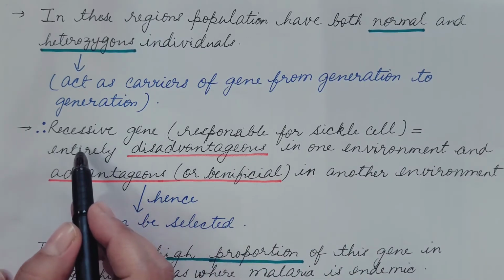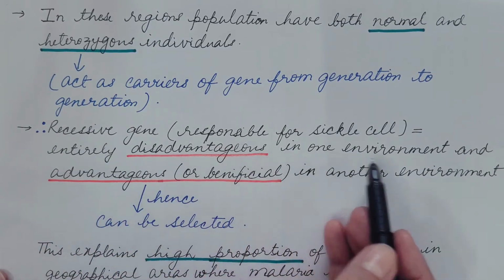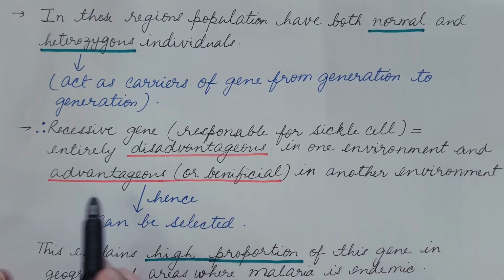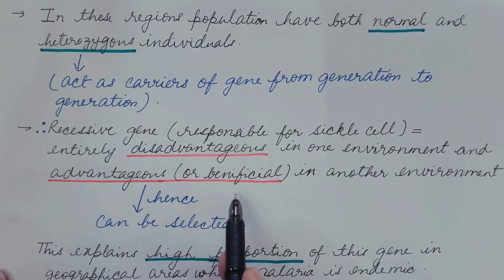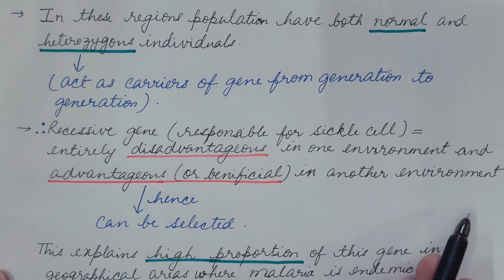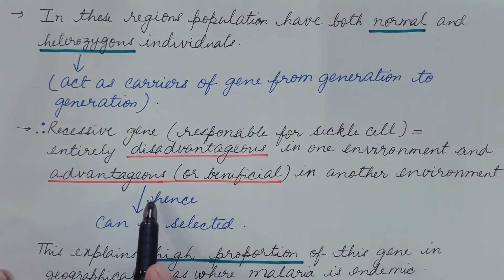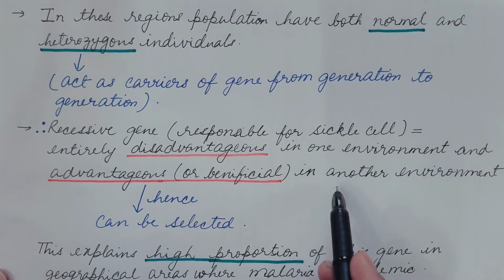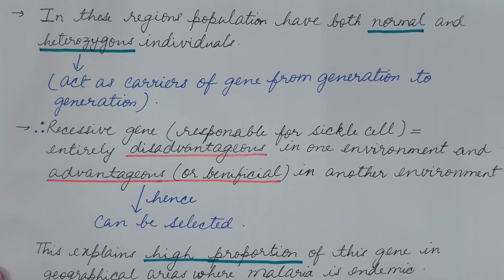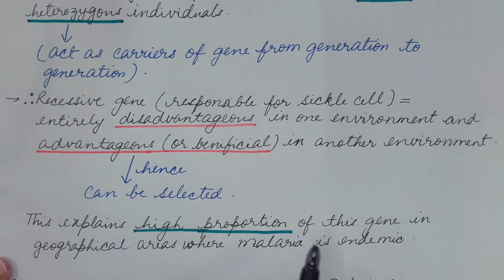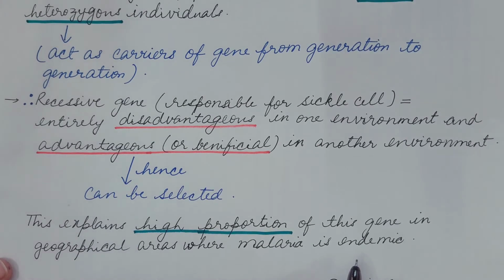It is entirely disadvantageous in one environment and advantageous or beneficial in another environment. That is the environment where malaria is endemic. Hence it can be selected in these regions or environment. This explains the high proportion of this gene in geographical areas where malaria is endemic.